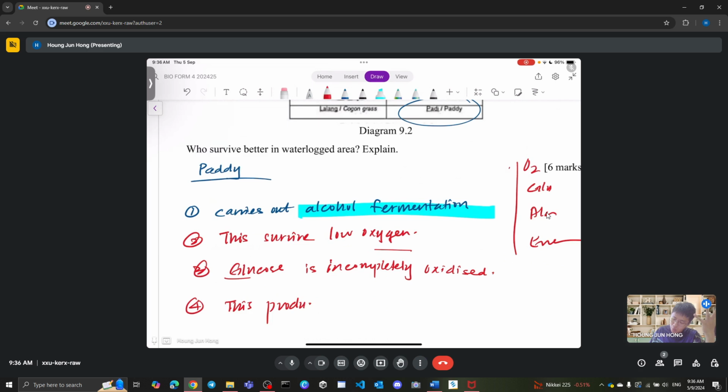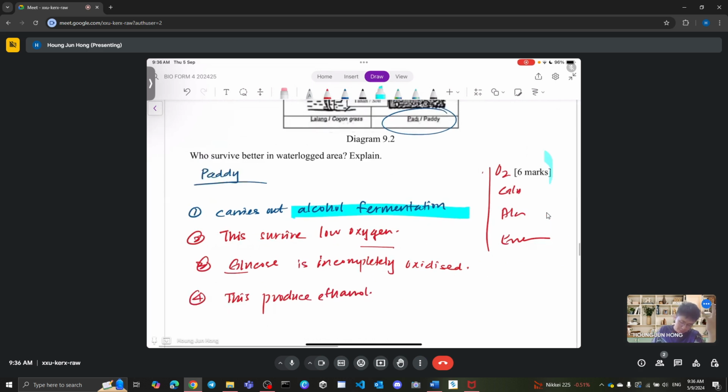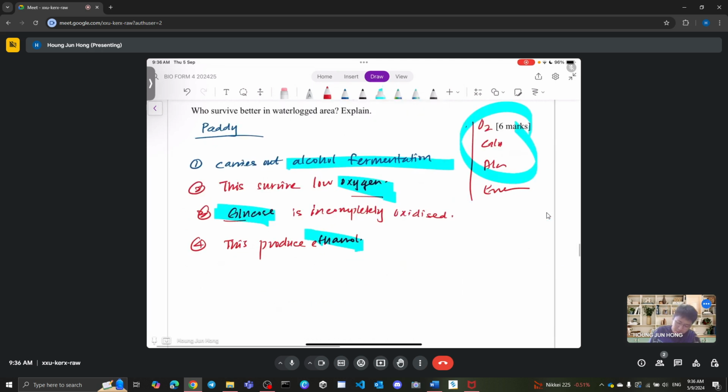So you can see it is always following this criteria: always talk about the oxygen, the glucose, and the product. Now moving on. Every plant can actually do this. Every plant can do the so-called ethanol fermentation. They can always produce glucose, they can always produce energy.